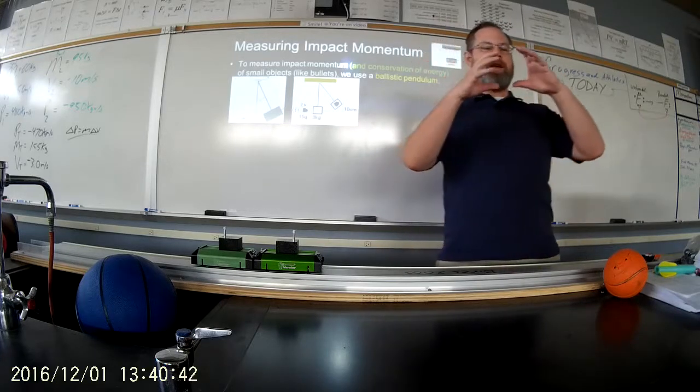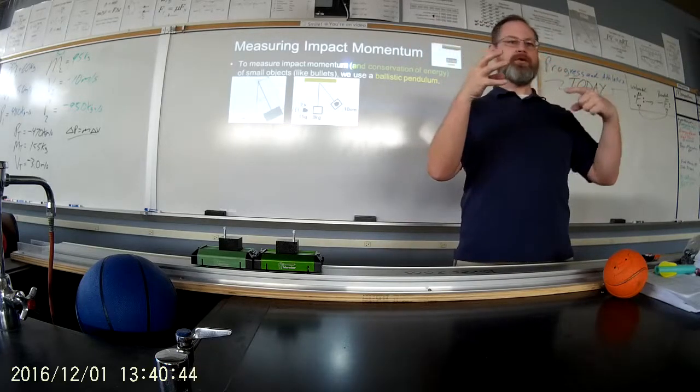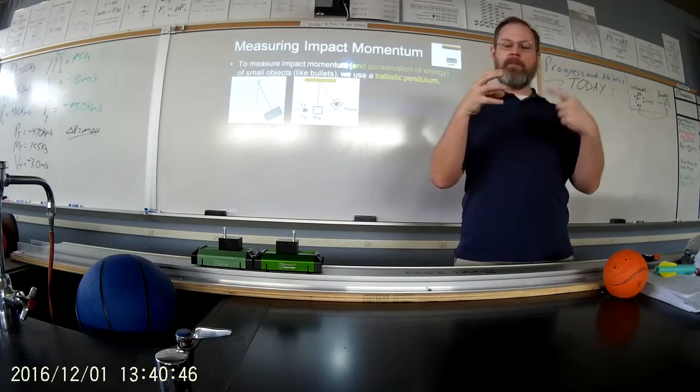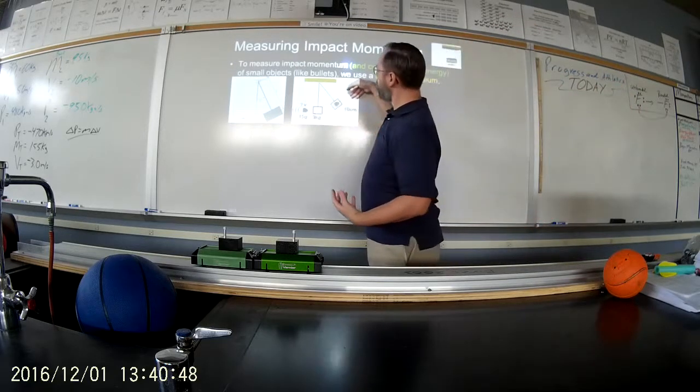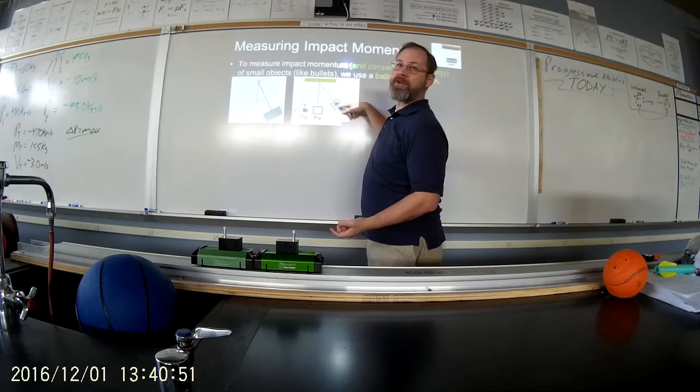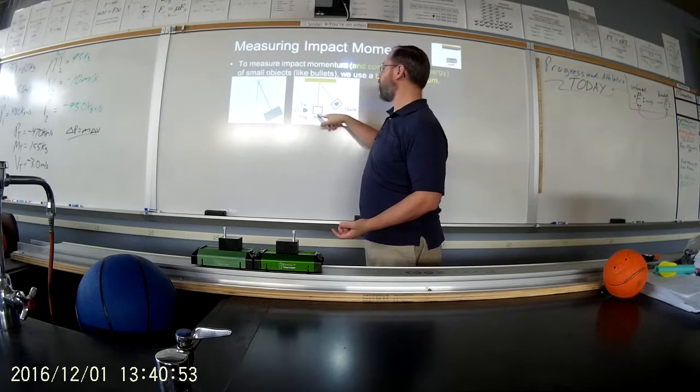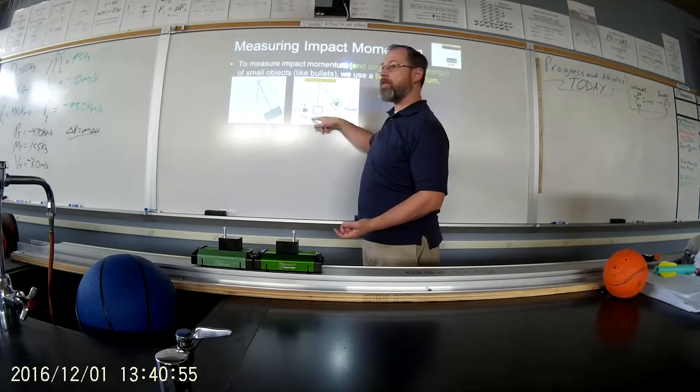It's basically a box full of clay, and they shoot a bullet into it. And that bullet sticks in the clay, and then the whole box goes up. And from the change in potential energy of the pendulum, they work backwards to find the change in kinetic energy, then find the velocity.